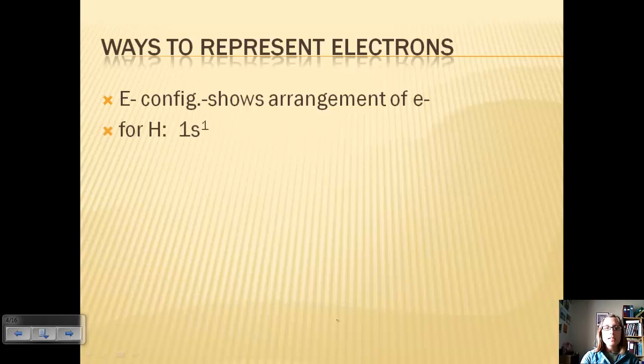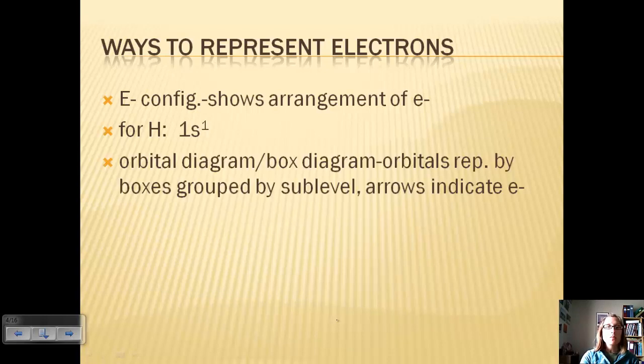So for hydrogen, this is 1s1. We know that hydrogen is the first atom. It's got one electron, and it's going to be in the lowest energy state. So 1s and then a superscript 1.